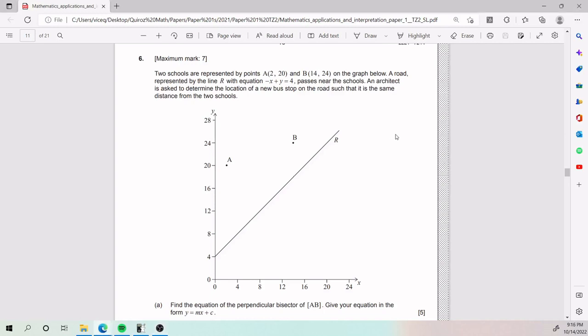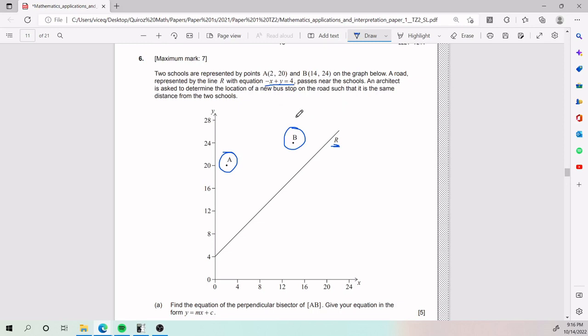So for number 6, we have that two schools are represented by the points (2, 20), which is this guy here, and (14, 24), which is this guy here. Then they tell us that we have a road represented by the line R with the equation of negative x plus y equals 4. See?